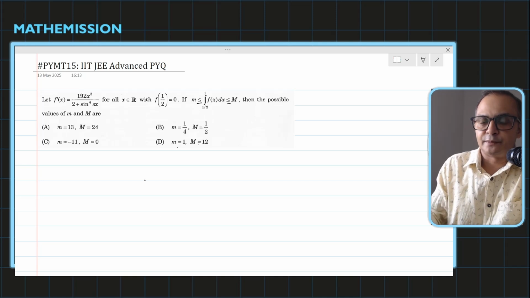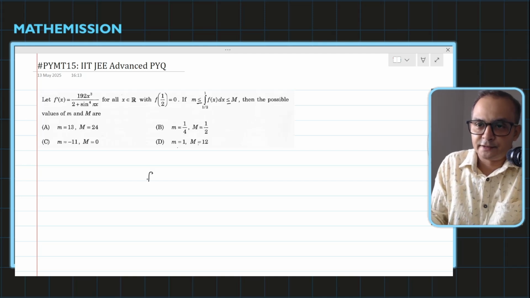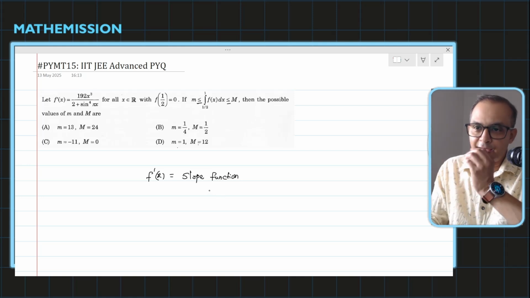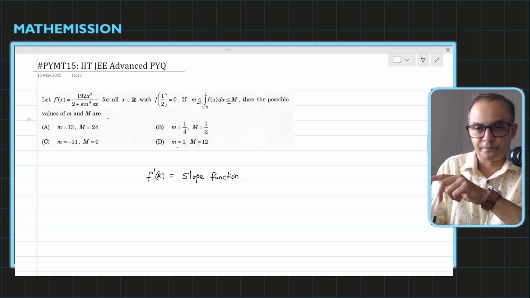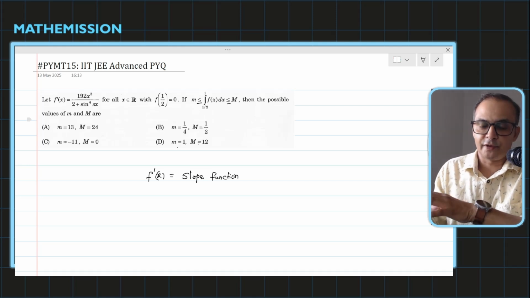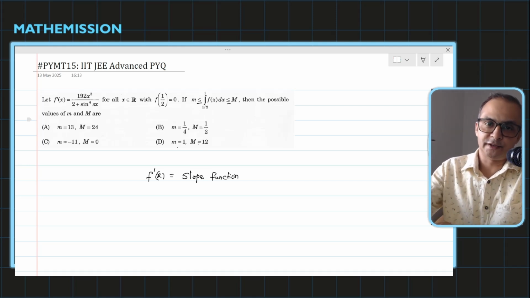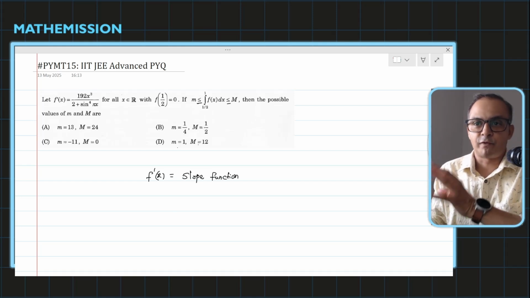So the approach is very simple. What I'm saying, and I also do this in the class, is that f dash x we have to understand as the slope function. And when I say slope, I have to attach the function to make it clear. This is actually a function which gives the slope of the tangent drawn on the f(x) function at various points. So whenever I change the x, the slope of the tangent at that particular point will be different. That's why it is the slope function.